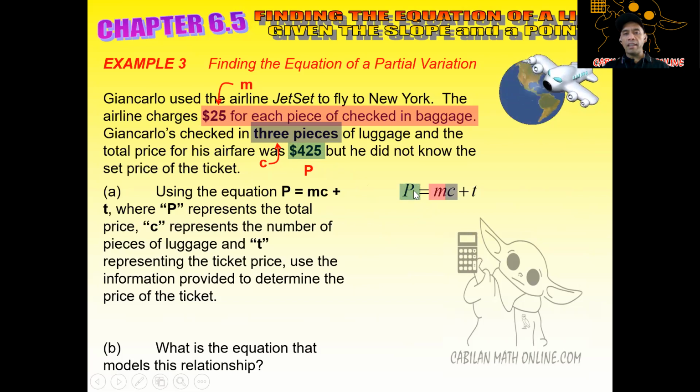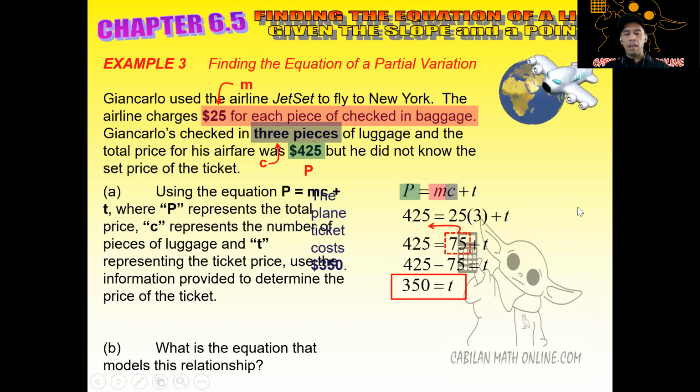Notice I've highlighted the letters to show you where the numbers are going to go. The one letter that is not highlighted is what we're solving for. Sure enough, the question tells us that T represents the ticket price. So let's put the numbers in and solve. We have 425 equals 25 times 3, which gives me 75, plus T. For the last step, we leave the T where it is because that's what we want to solve for. We take the 75 and subtract it from the 425. So the price of the ticket is going to be $350.